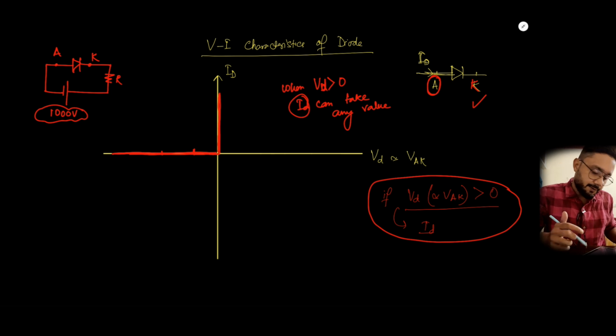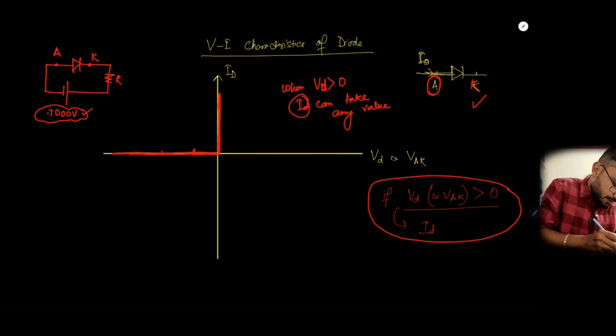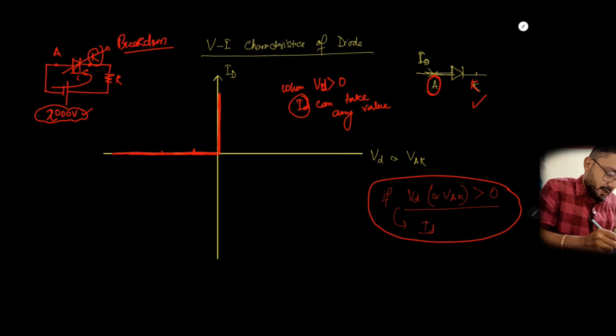start conducting. Suppose here I have applied a 2000 volt voltage across this diode. Vk is greater than Va here. So in this condition, the diode will break down, and we allow the current to pass. So here what will be the current? The current will be 2000 divided by R.